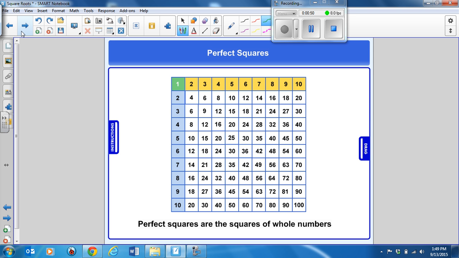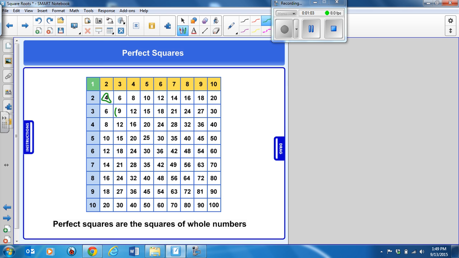So right here we have a perfect squares chart. And what I want you to notice is 2 times 2 is 4, so this is a perfect square. 3 times 3 is 9, so this is a perfect square. 4 times 4 is 16. 5 times 5 is 25. 6 squared is 36. 7 squared is 49. 8 squared is 64. 9 squared is 81.